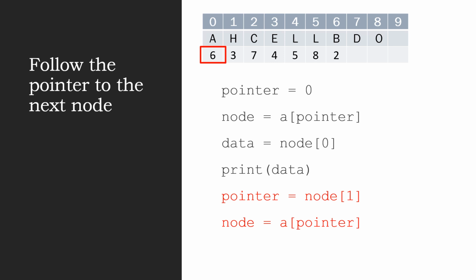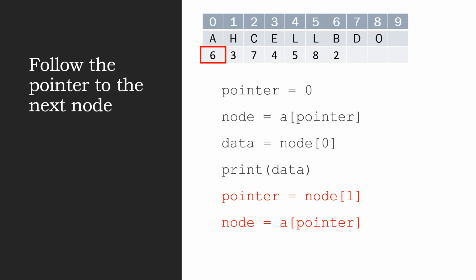So node square brackets 1. Remember, that does not mean node number 1. It means we've got a node. We're looking at the second value. Because of the way Python works, the second value is called 1. So node square brackets 1 is a number. It's the number 6, and we're saving it as a variable called pointer.